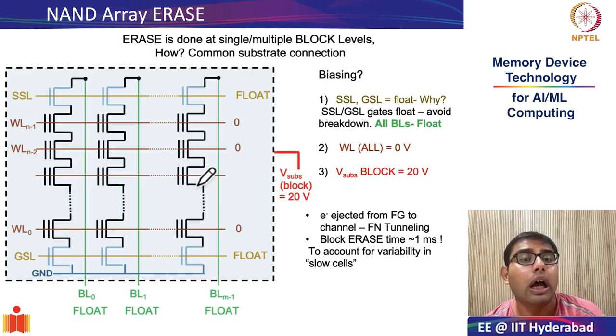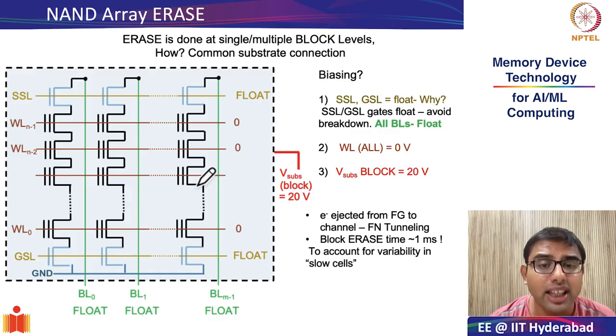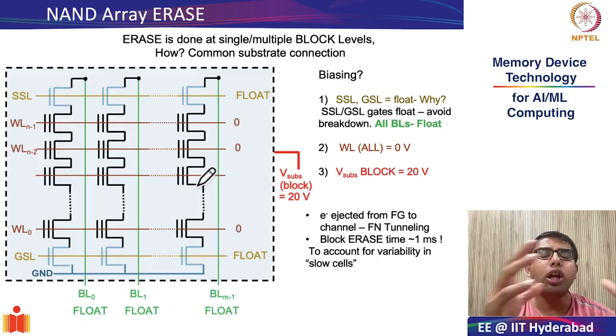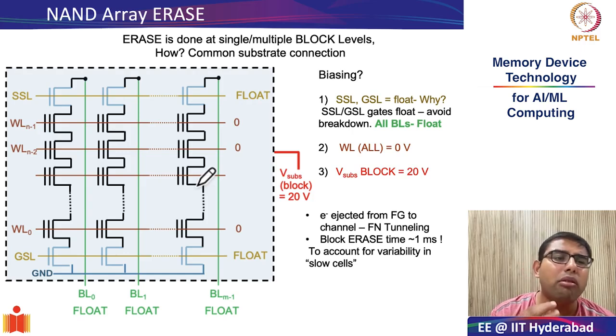So a natural question would be, why are erase times significantly larger compared to the program times? The reason is that when you start doing erase, you are dealing with a lot of cells, right? When you deal with a lot of cells, there will be a lot of cell to cell variability also. So there will be cells which are called fast cells, where quickly the Fowler-Nordheim tunneling current can remove all the charges from the floating gate. However, there can also be cells where there may be some defects, due to which they become slow cells.